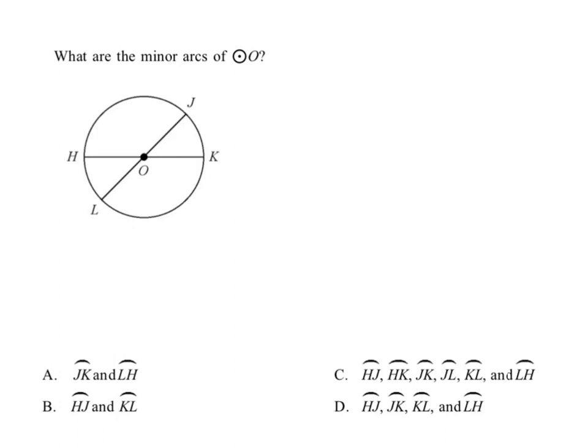Right, what are the minor arcs of circle O? Minor arcs are less than 180 degrees. So we've got this minor arc from J to K. We've got this minor arc from H to J, and the letters can be in either order. You can call that JH or HJ. We've got minor arc HL, and we've got minor arc LK.